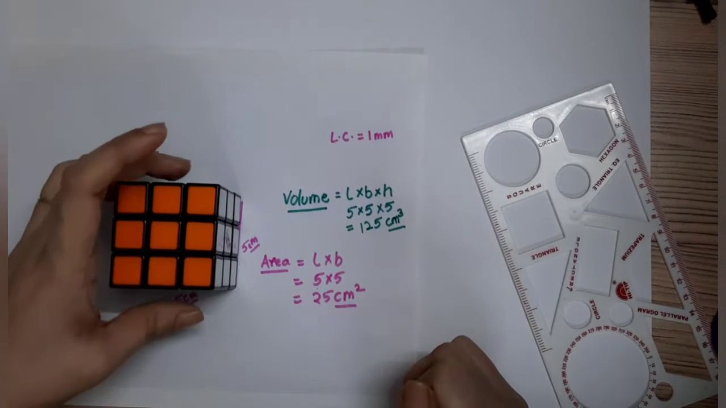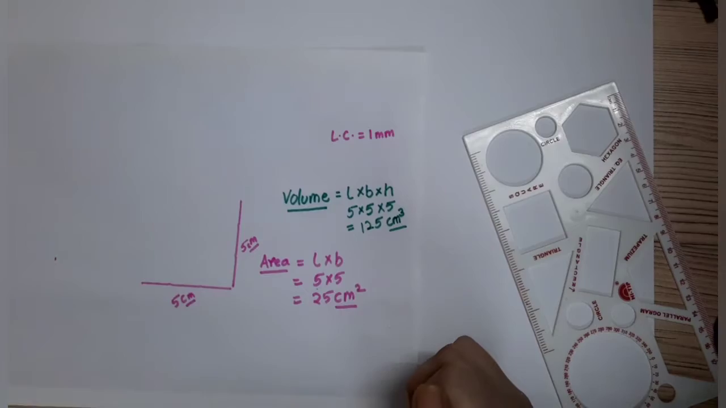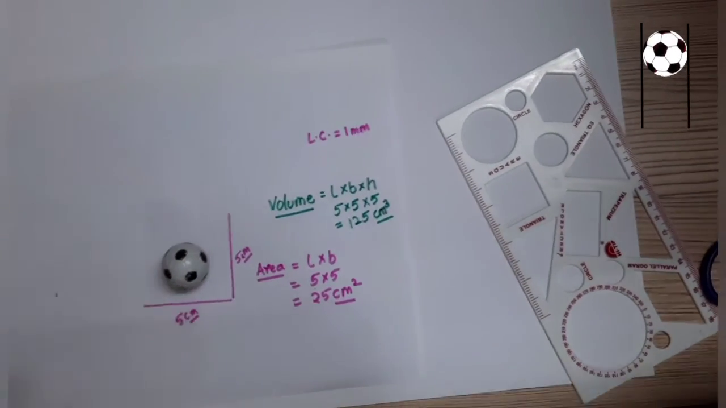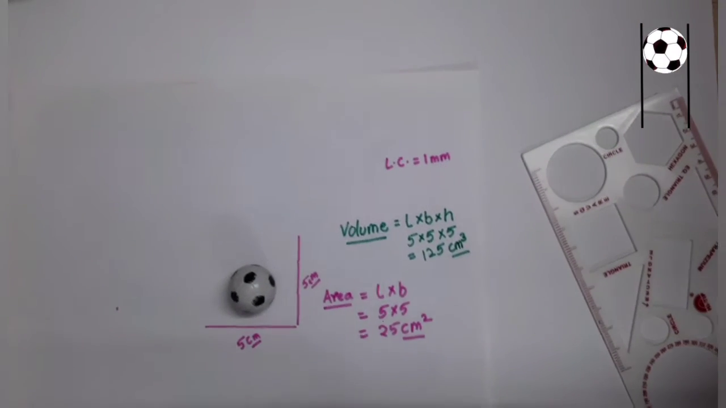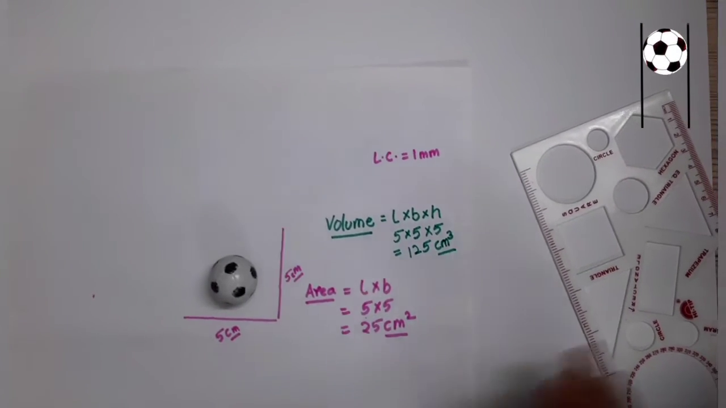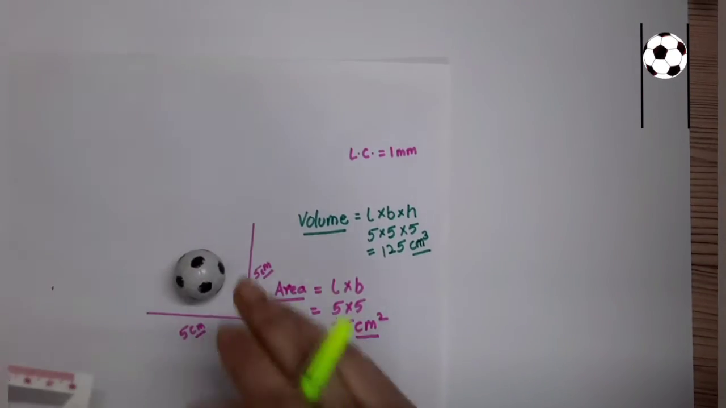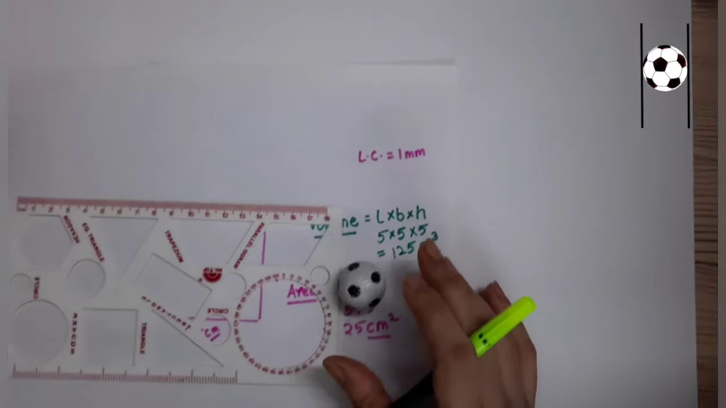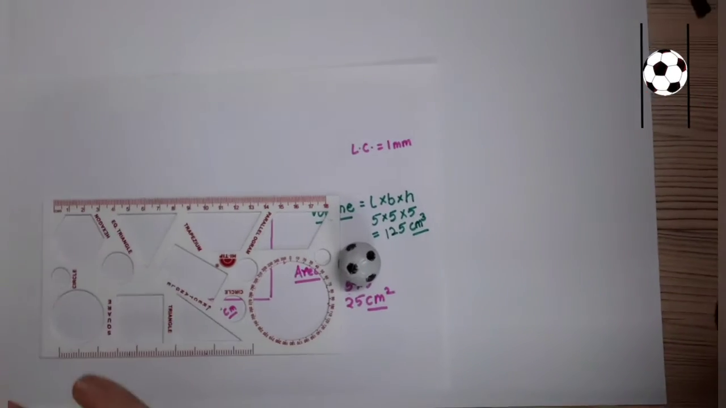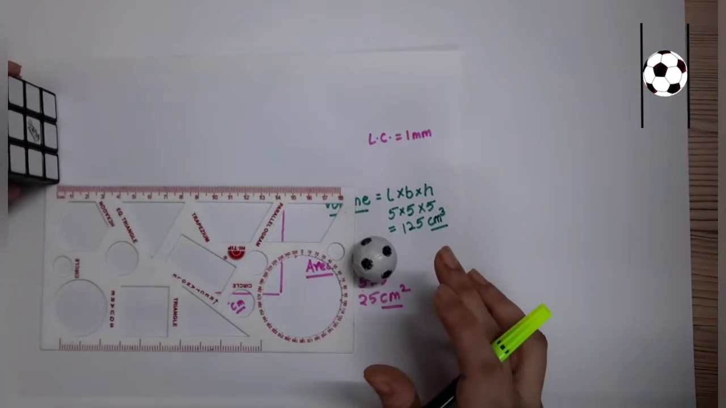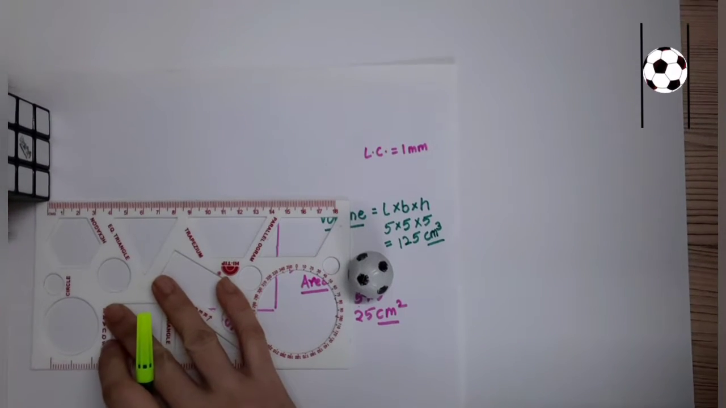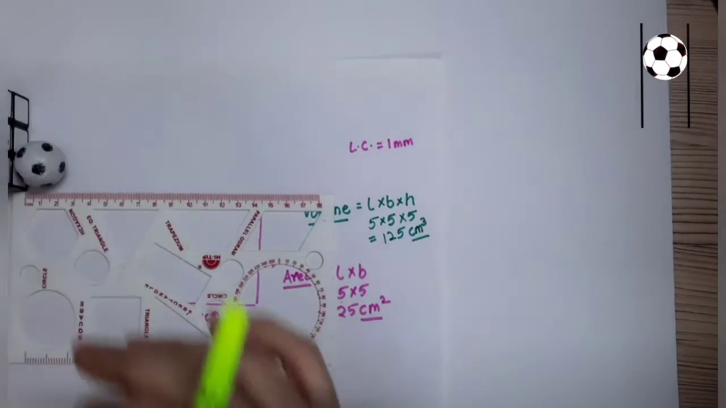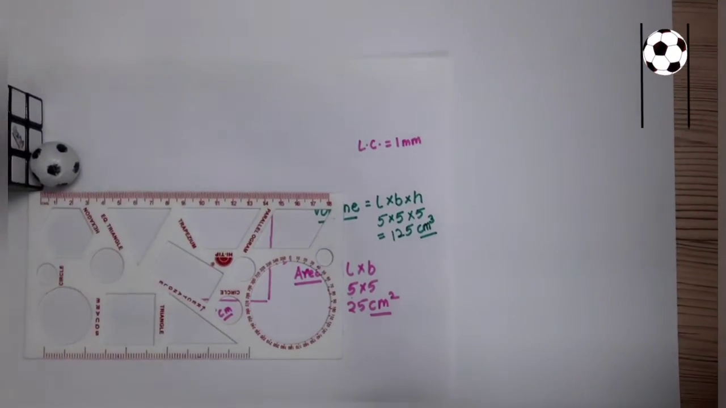Now suppose I give you an object like this, what will you do? It is difficult. You have just one ruler, and with the help of this ruler you have to measure. So I have an idea. I will keep one sharp edged object at 0 here like this. Then I will place my object which I have to measure, which is round in shape, a sphere.